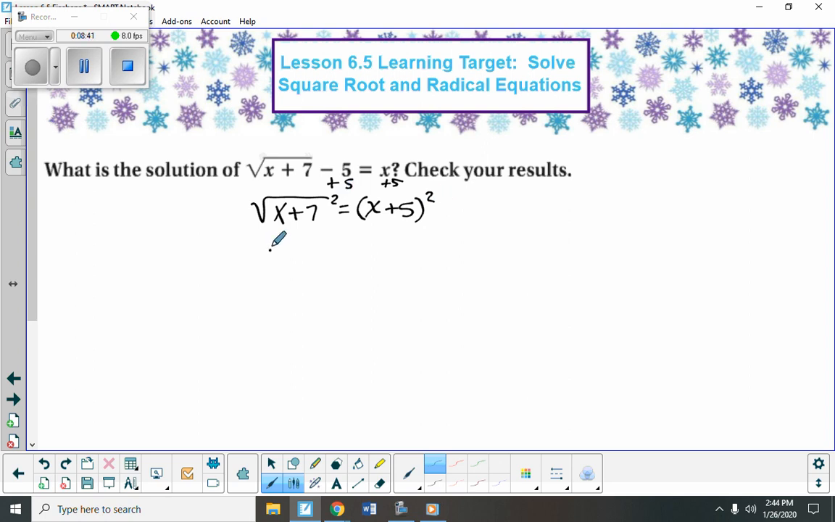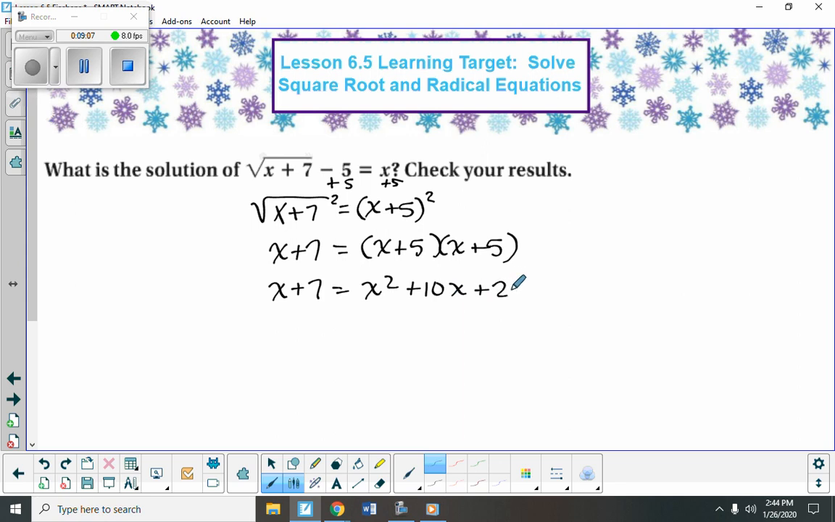So then we have x plus 7 on the left. This means x plus 5 quantity squared. So you have to write x plus 5 times x plus 5. And we will have to FOIL that. We are squaring a sum, so you have to write that sum twice. So that would be x squared, so we FOIL, plus 5x is 10x plus 25. And this is quadratic because it has an x squared.